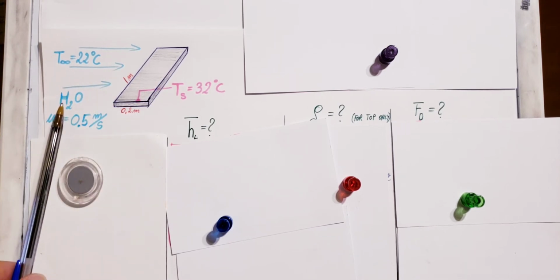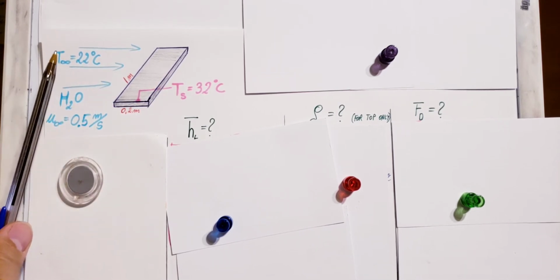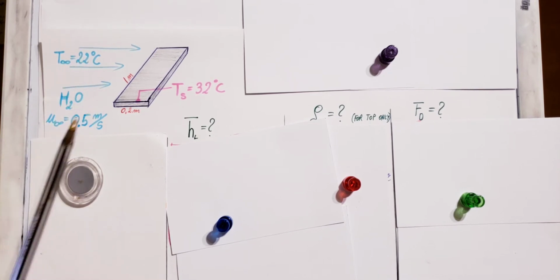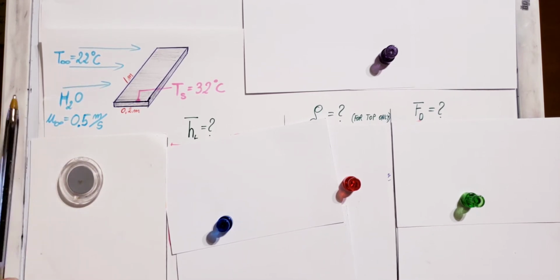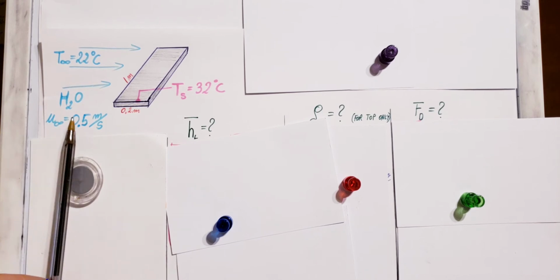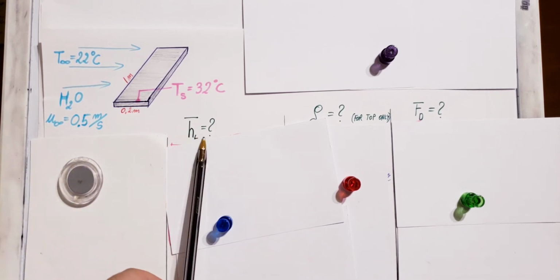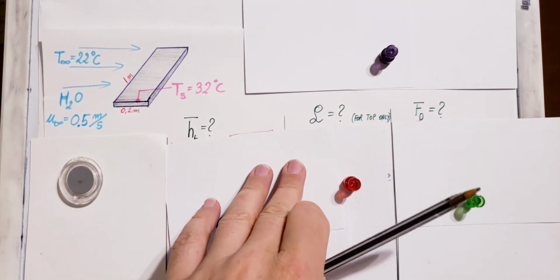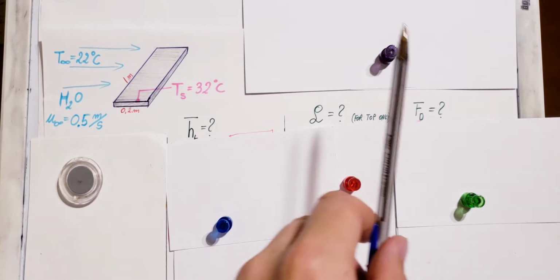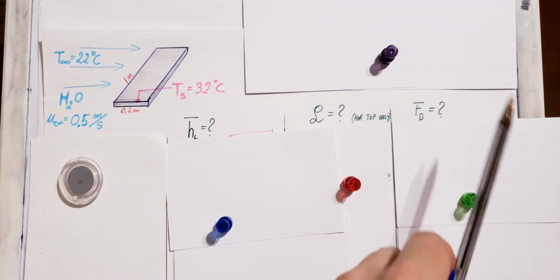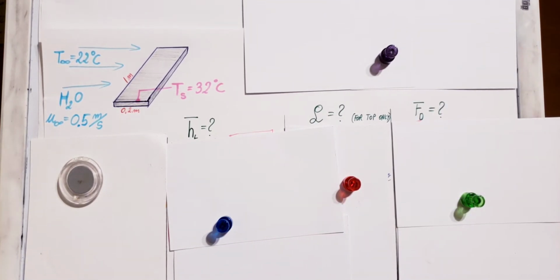Our fluid is water. The temperature of the water is 22 degrees Celsius. We also know the velocity of the fluid, 0.5 meters per second. They want us to find the average heat transfer coefficient, the heat transfer rate, and the drag force on the plate. Alright, so let's get started.